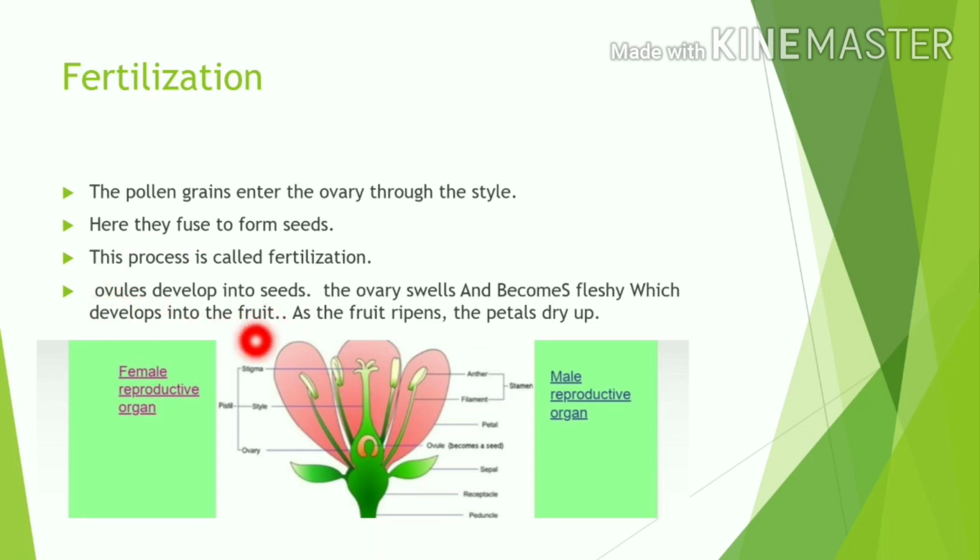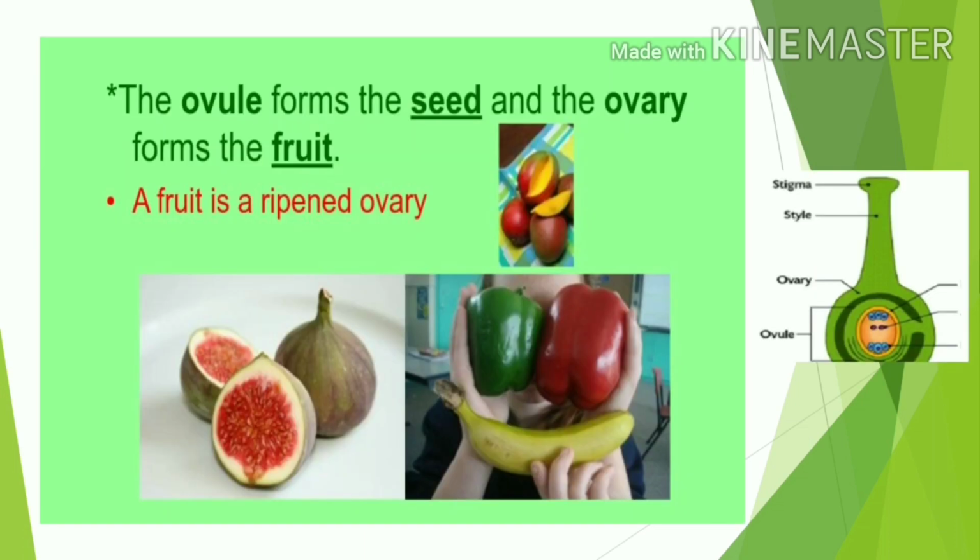Next, the ovules develop into seeds and the ovary swells and becomes fleshy, which develops into the fruit. As the fruit ripens, the petals dry up. So what happens? The ovule forms the seed and the entire ovary forms the fruit. A fruit is then a ripened ovary.